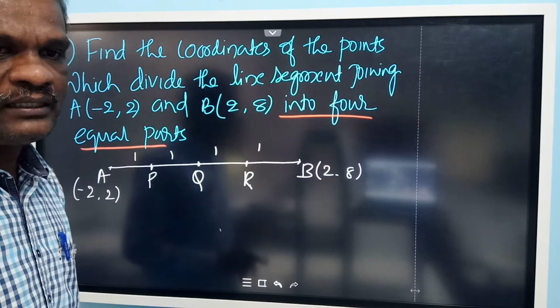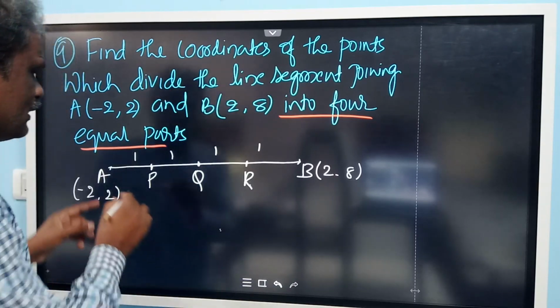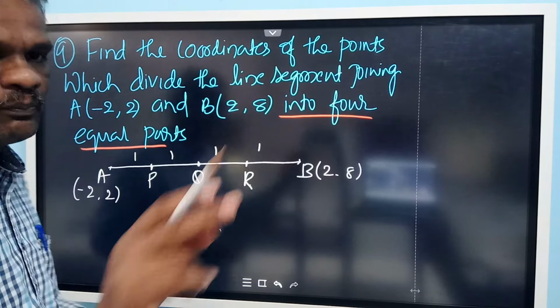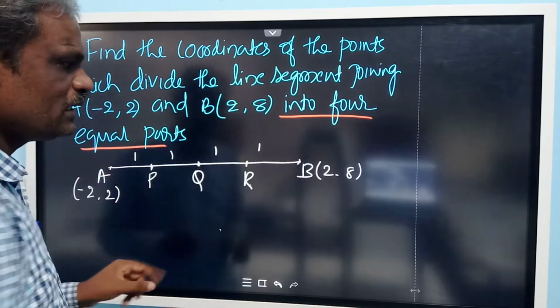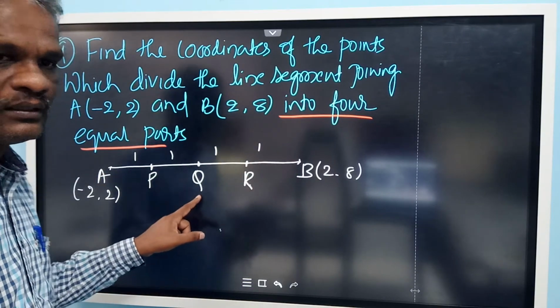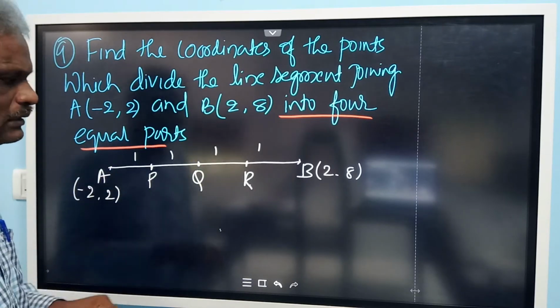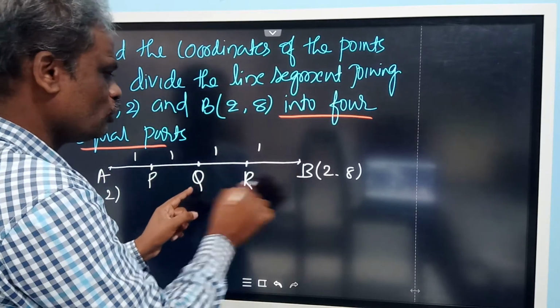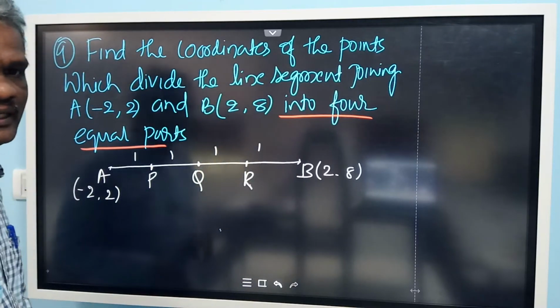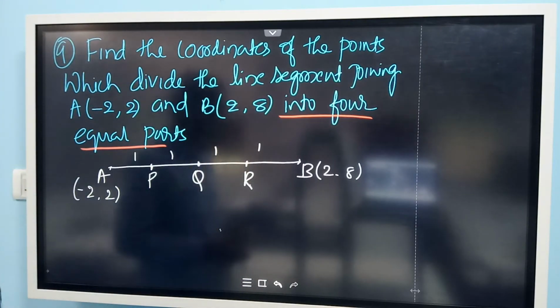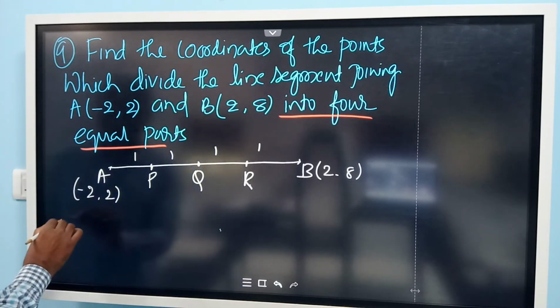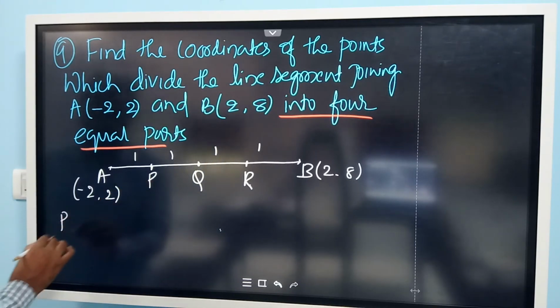Here another method, you can use the midpoint formula also. 4 equal parts means Q must be the midpoint of AB, use midpoint formula here. Then P must be the midpoint of AQ, use midpoint formula here. Then R must be the midpoint of QB, you can use the midpoint formula there also. So either you can use the section formula directly or midpoint formula. So let us find out the point P of x comma y.